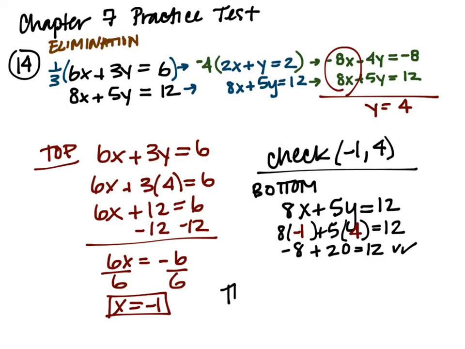So the sentence I'm going to write is: the solution is negative 1 comma 4.